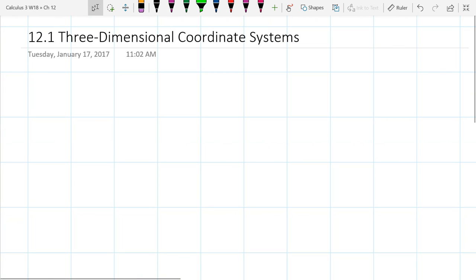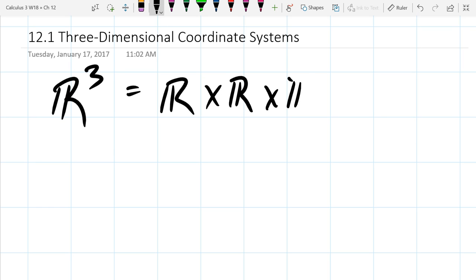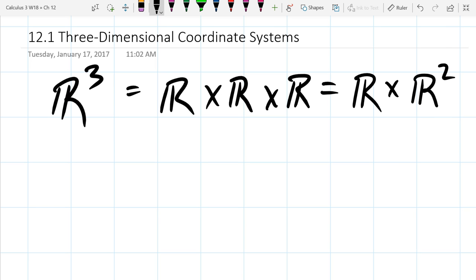All right, three-dimensional coordinate systems. We'll start out with Cartesians. Of course, we're going to write things very abbreviated. So we'll write three-dimensional real space as R3. That's R times R times R. And you can regroup or associate. So another way to think of it is R times R squared.